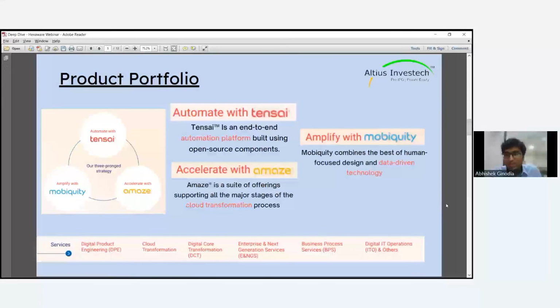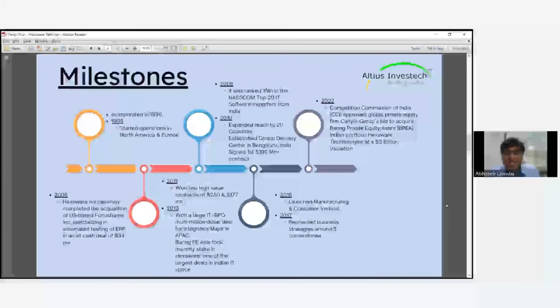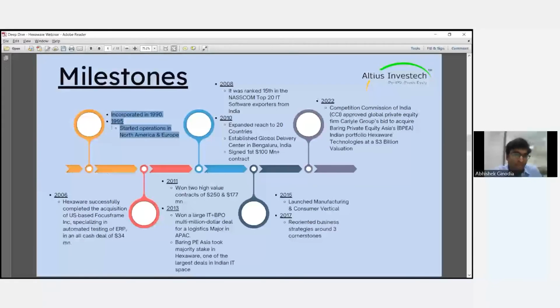Coming to the next part on how Hexaware started. So I think the idea would definitely be to understand when Hexaware started and how it has traversed the entire journey up till now. So Hexaware was actually incorporated in 1990. So it's roughly a 32, 33-year-old company. And in 1995, they actually started operations in North America and Europe. Close to 2006, they actually did their first acquisition of a US-based company called Focus Frame, which was basically a specific company specializing in automated testing of ERPs.